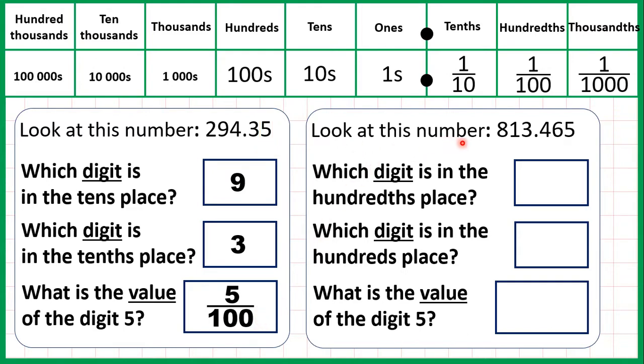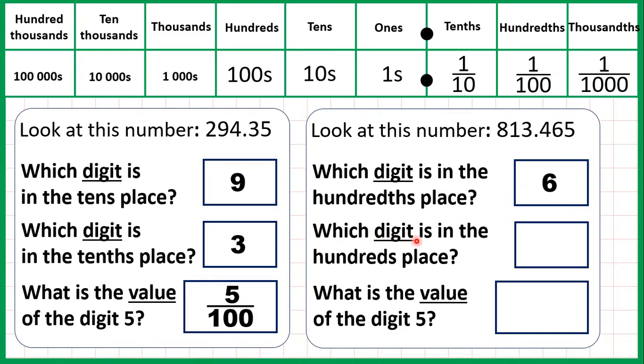Now look at this number. We have 813.465. Which digit is in the hundredths place? Well, the hundredths place value is always the second digit after the decimal point. So we find our decimal point, and we don't want the tenths, we want the hundredths, so we want the second digit. That's a 6, so we have a 6 in our hundredths.